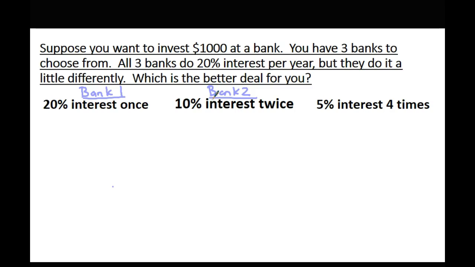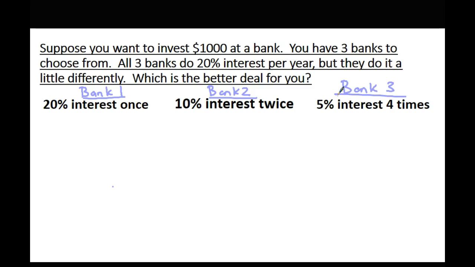And then finally, Bank 3 gives you 5% interest 4 times. So you put your money in, and then after the first quarter goes by, they give you 5%. Another quarter goes by, they give you 5%. Another quarter goes by, they give you 5%, and so on until you get to the end of the year. So those are your 3 possibilities. We're gonna look at how these things play out here.